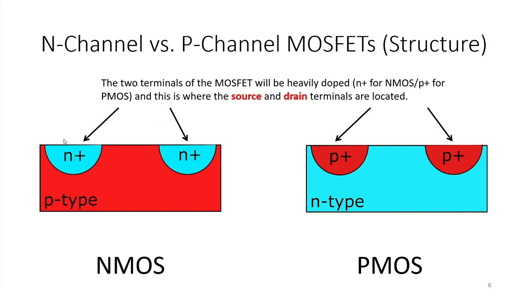So for an NMOS, because the NMOS transistor uses electrons as their charge carriers, we will dope it with n-type silicon, shown here. And because the PMOS uses holes as their majority carriers, therefore we're going to use p-type semiconductor as shown here.